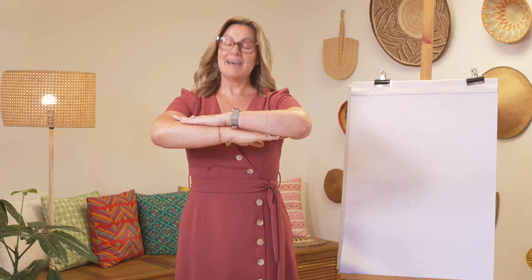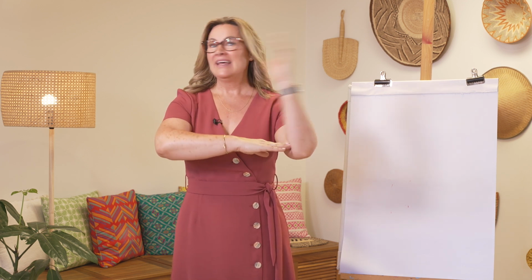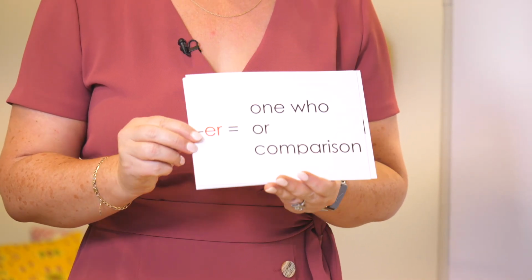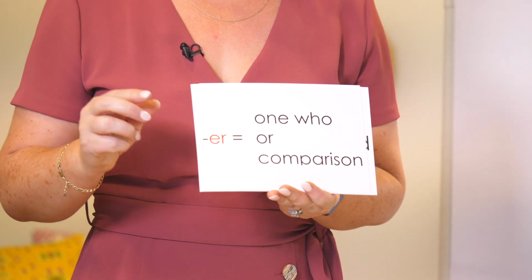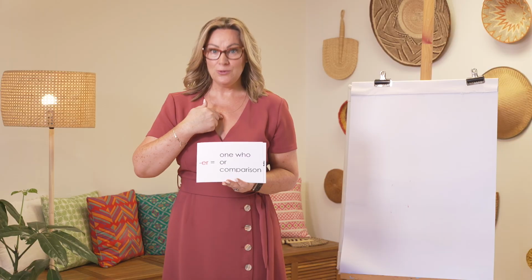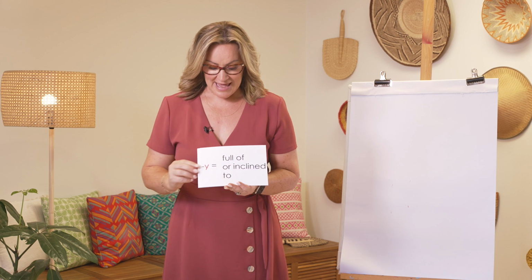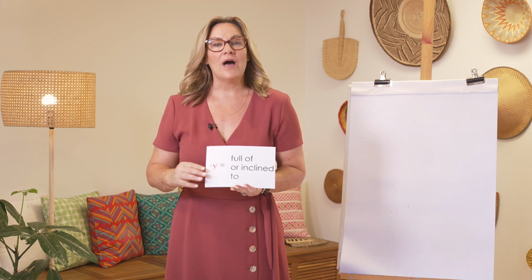Now let's check out our suffixes. We've done a lot of work on these. Remember what it means. The suffix comes at the end of a word to give the base word a different meaning. A suffix, it's not a word on its own. These are the suffixes we already know. Er means person who, one who, or comparison. Y means full of or having.